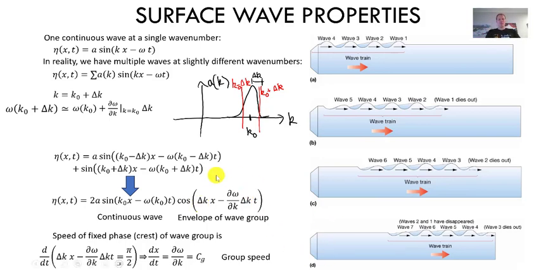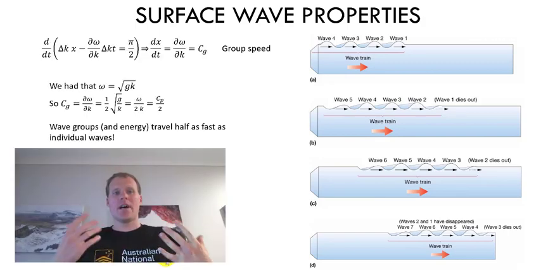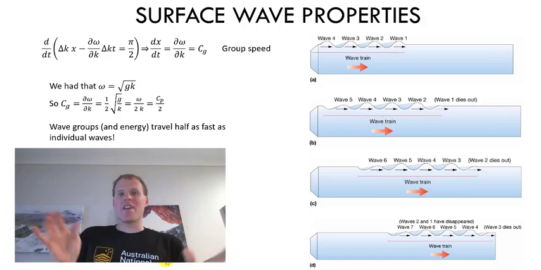So if the wave group is this second cosine here, then again, let's take a time derivative of the phase of that as shown here and apply the same argument as before. We're going to find that dx/dt is equal to d omega/dk. So the rate at which the wave envelope propagates is d omega/dk. And we call this the group speed, or c sub g, of the wave. Now, up to this point has been entirely generic. This applies for any type of wave.